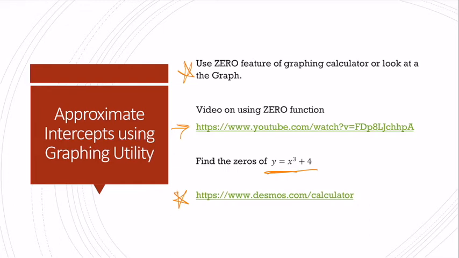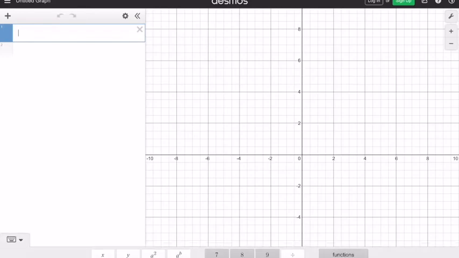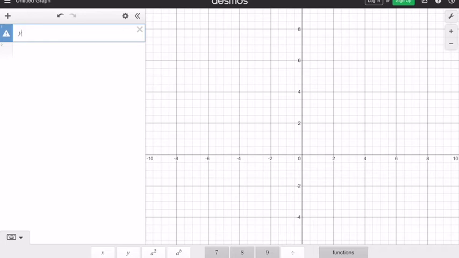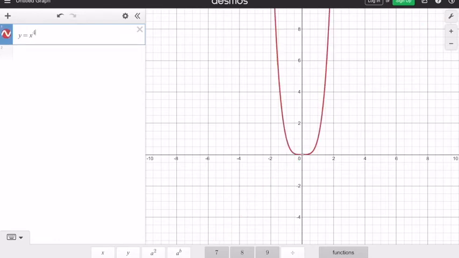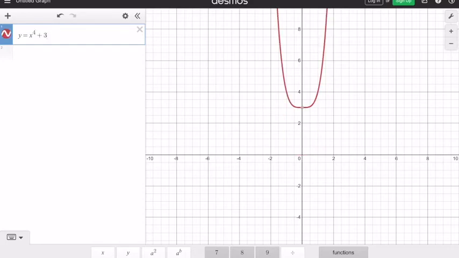So I'm going to click on this calculator and hope it's still recording. It is. I'm going to type in y equals x cubed plus 4. Very slowly. Sorry, it was x cubed, wasn't it? That would be way more interesting. x cubed plus 4.